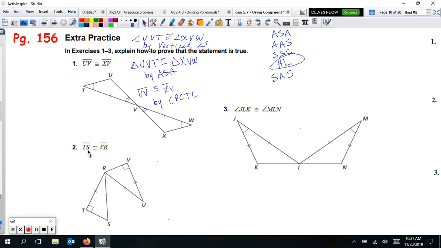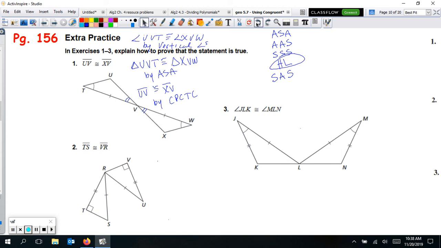Number 2, we have TS is congruent to VR. So TS down here is congruent to VR up here. In this one, we want to figure out that we do have a right triangle, so I'm thinking about the HL on this one. We have the hypotenuse here, we have the hypotenuse on this one, and a leg for the second one. So we do have hypotenuse leg. There's nothing else in addition that I need to say or show. I can just go straight to saying that these two triangles are congruent by the hypotenuse leg, by the HL.